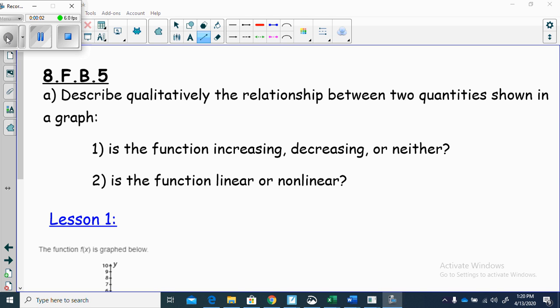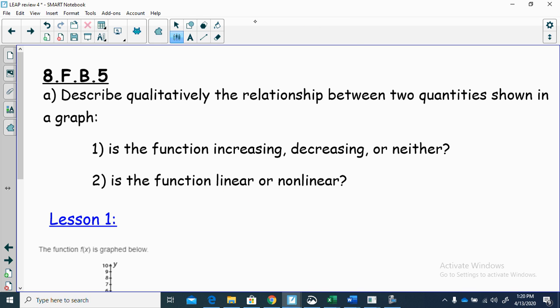This is problem 1 in standard 8FB5. We're still dealing with functions. Here we're going to describe qualitatively the relationship between two quantities shown in a graph. Is the function increasing, decreasing, or neither? Is the function linear or nonlinear?